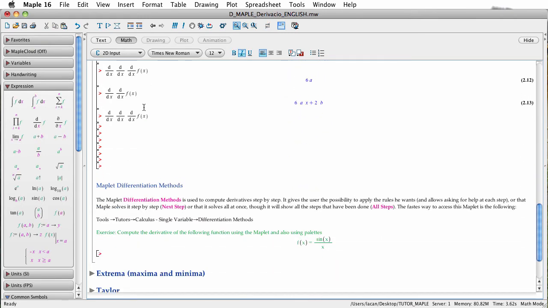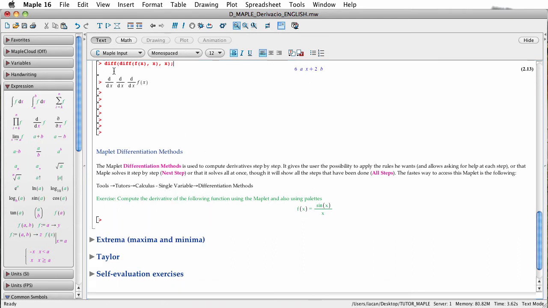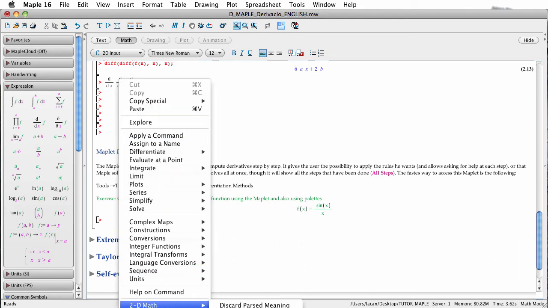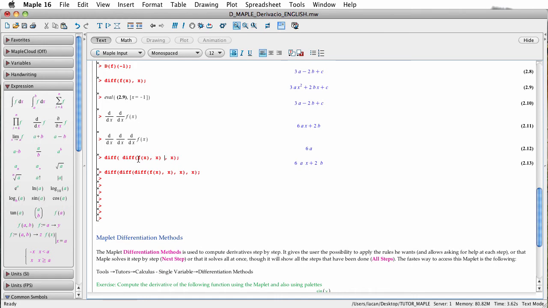translates it in 1D. So we right click here, again you cannot see it, but it's 2D, convert to 1D, and this one again also 2D, convert to 1D. As you see, this means the second order derivative is the derivative of the first derivative, and the third order derivative is the derivative. First we differentiate once, then again, and then again.